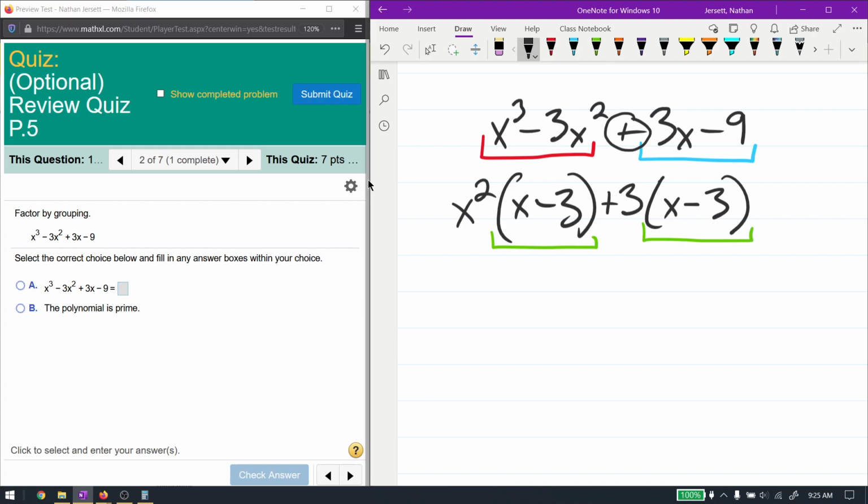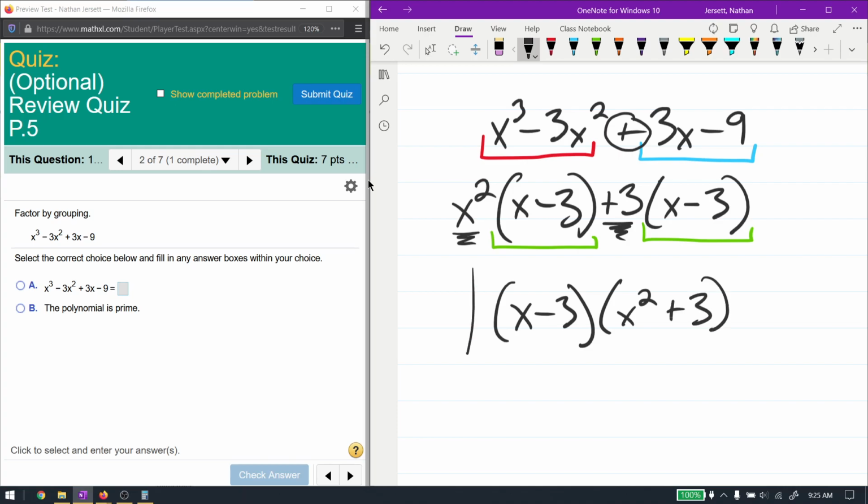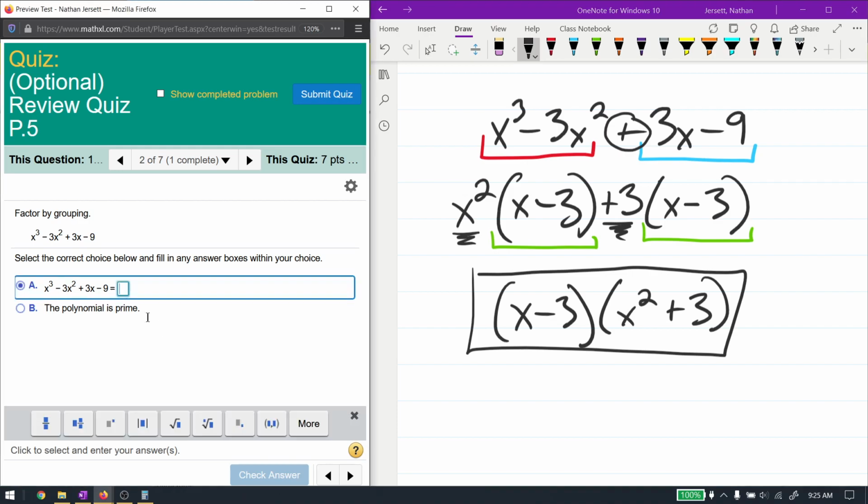Now I can take out this green thing from both of these terms, and I'm left with what's on the outside, x squared +3. And that is how you factor by grouping. So there's really 2 steps. Take out the first thing, take out the second thing, and then take out this common term. If you don't have a common term, that means you did something incorrectly.